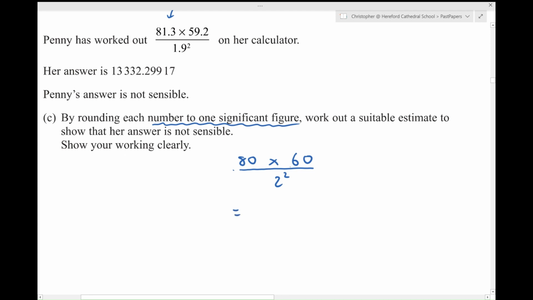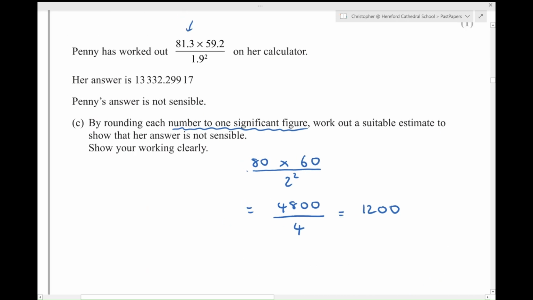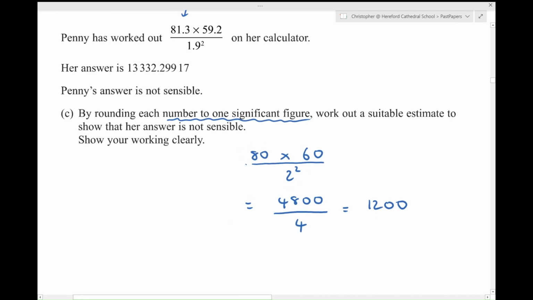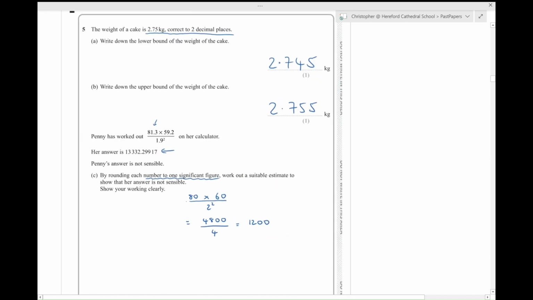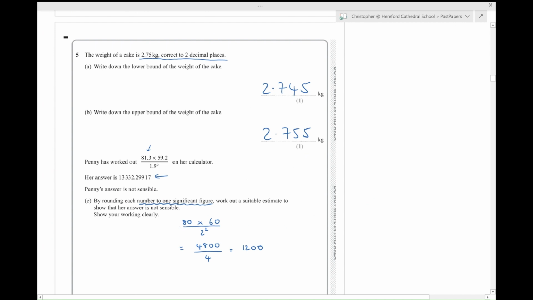Well, 6 times 8 is 48, so the top is 48 with 2 zeros, and the bottom is 4. 4800 divided by 4 is 1200. So my estimated answer is 1200, which is an awful long way from 13,000. So I've shown that her answer is not sensible. And that is question 5 complete.